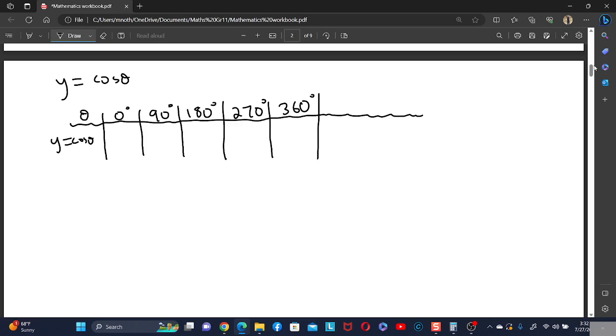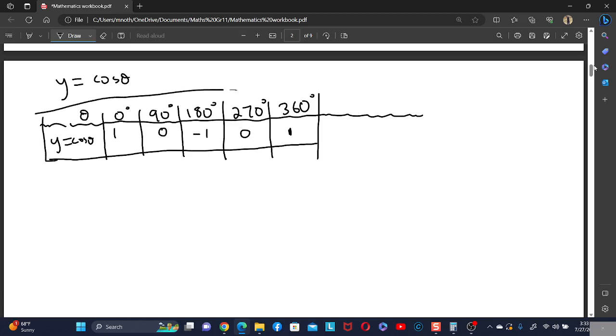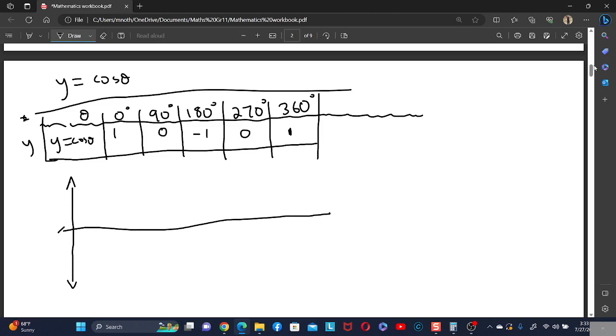So this is going to give you 1, and then you are substituting 90 here. It's going to give you 0. Then this one will give you -1. Then this one 0, and then this one will give you 1, when we substitute them in cos theta. Okay. Now, in the Cartesian plane, we are going to regard the theta values as the x values, then these are the y values. So let's draw this in the Cartesian plane.